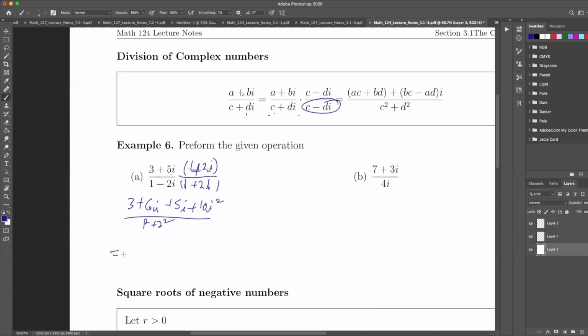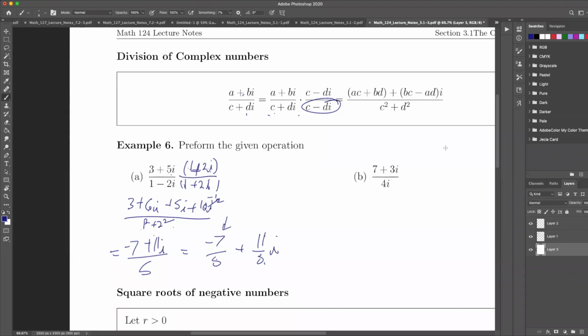So let's go ahead and combine some stuff. 1 squared plus 2 squared is 5. Here, this becomes minus 1, so I'll have negative 10 plus 3, which would be minus 7. We'll have 5 plus 6, which gives us 11i. And then to split it apart, we'll have minus 7 fifths plus 11 fifths i. And this is probably what your computer will want you to get. That way you have the real part, which is negative 7 fifths, and the imaginary part, which is 11 fifths i.